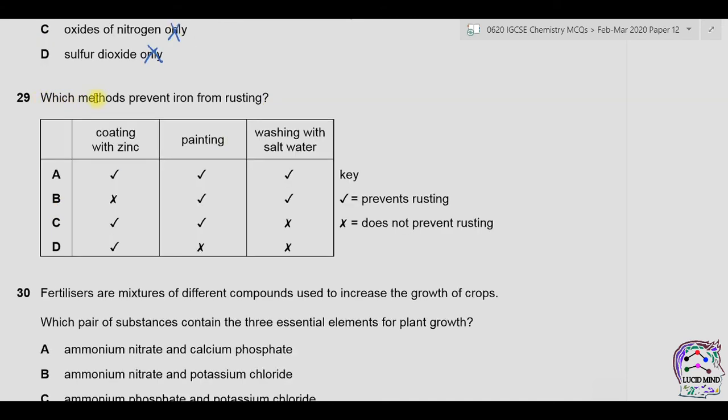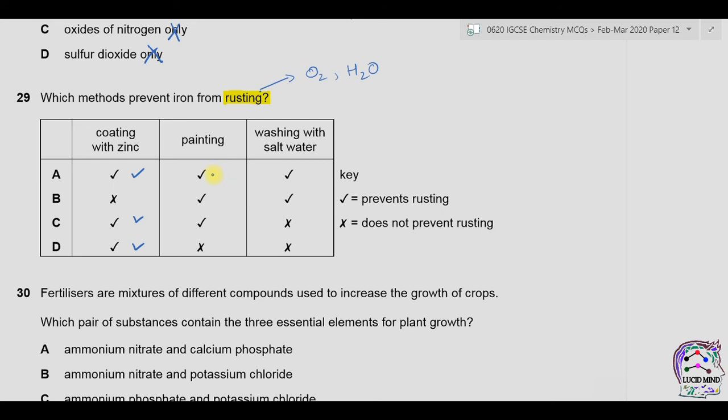Question 29. Which methods prevent iron from rusting? We have coating with zinc, painting, and washing with salt water. Iron rusts because of the presence of oxygen and H2O. If we can prevent these two substances, we can prevent rusting. First is coating with zinc, so this is true because it will form a layer on iron.